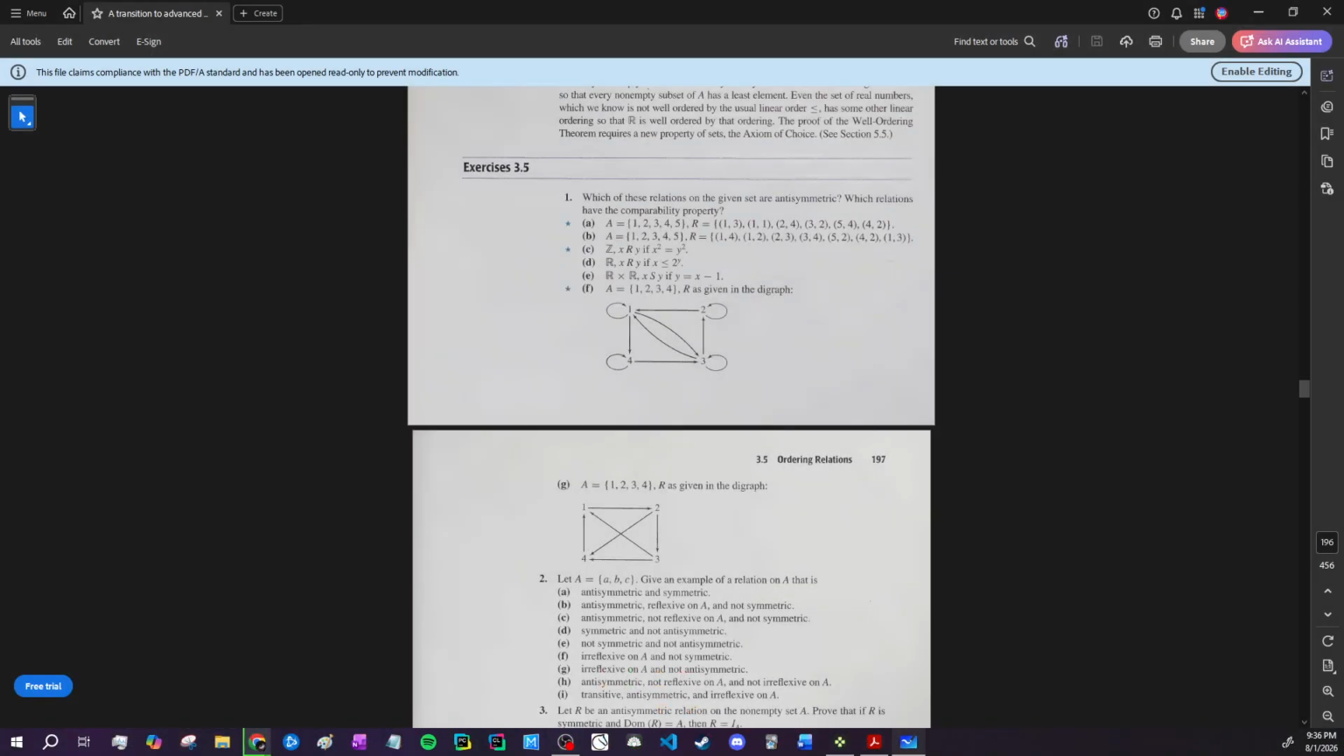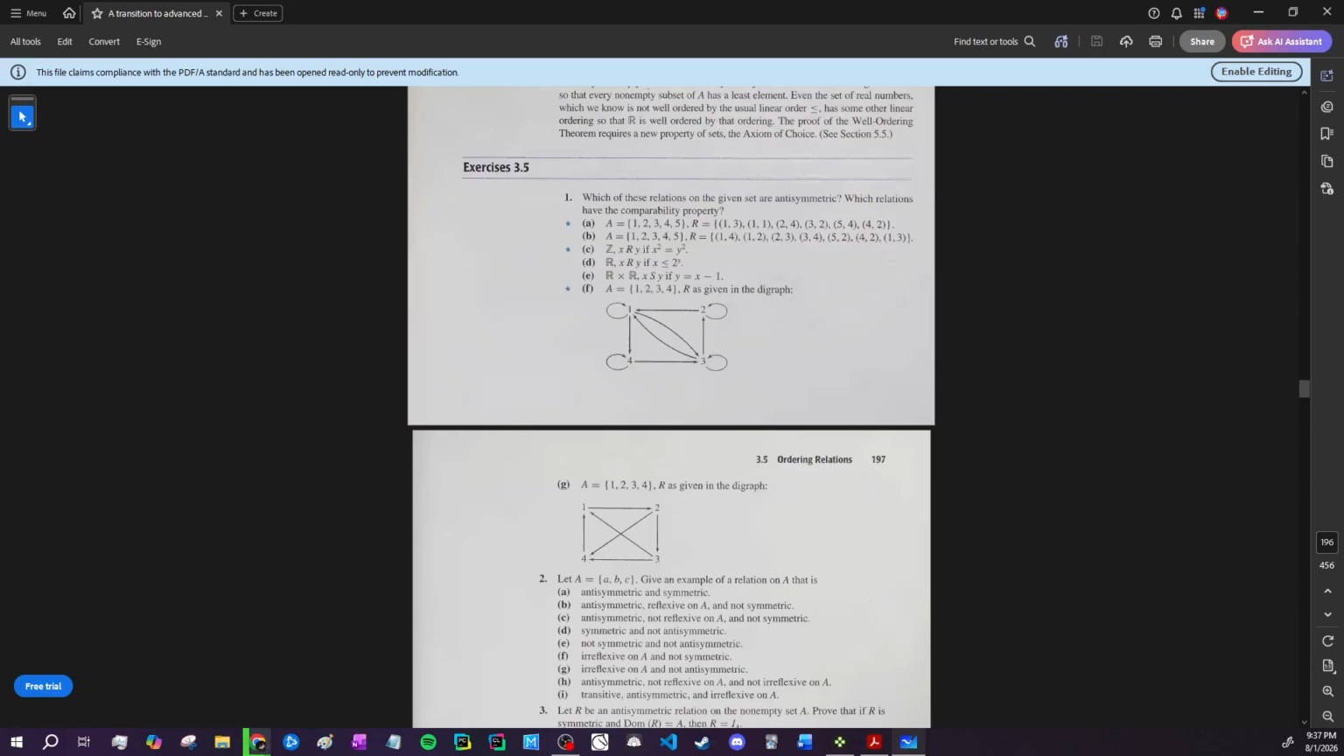So let's look at B now. They're giving us A equals. Well, let me show you what B is. Okay.